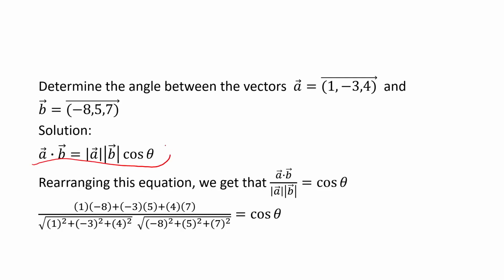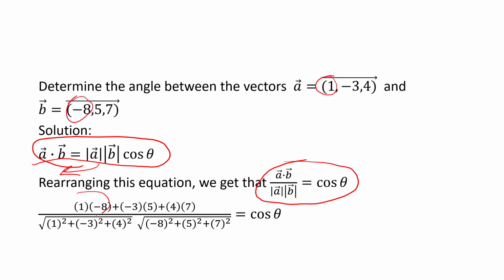Well, what we can do is simply recall the formula. A dot B equals the magnitude of A times the magnitude of B times cos theta. Rearranging that equation, dividing both sides by magnitude of A, magnitude of B, we'll get cos theta is equal to A dot B over magnitude of A, magnitude of B. Now, what does A dot B equal again? Well, it's just 1 times -8 plus -3 times 5 plus 4 times 7.